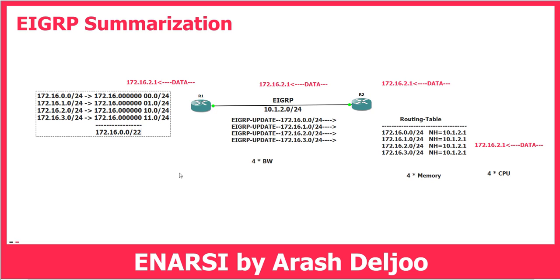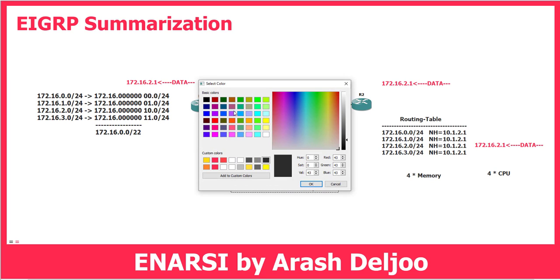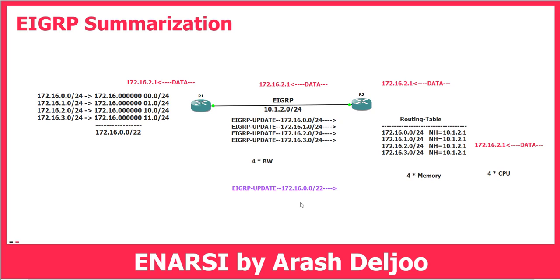Now, let me talk about summarization in routing advertisements. Assume that instead of advertising these 4 updates, we advertise only 1 update. Look here. I'm not going to send all of these updates. I'm going to send only 1 update, 172.16.0.0/22. This is the summary. Actually, we are sending only 1 EIGRP update instead of 4 EIGRP updates.